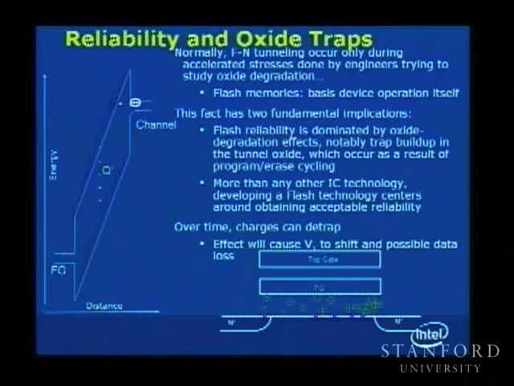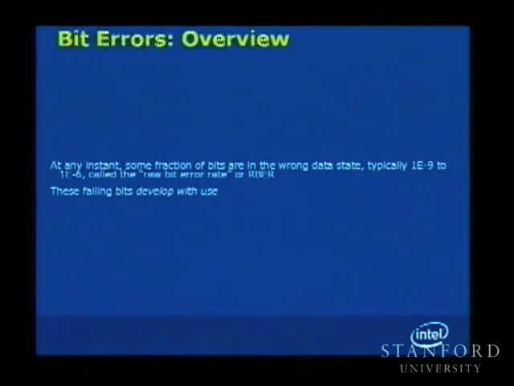And those detrapping events will be perceived as if I have a change in the data condition of the memory cell. And so, I just wrote this data into my computer and I come back, I still want that data there. Is the threshold still maintained? And so how do we deal with this, both in the memory technology and then at the compute system level?